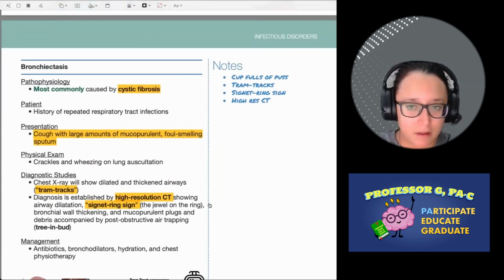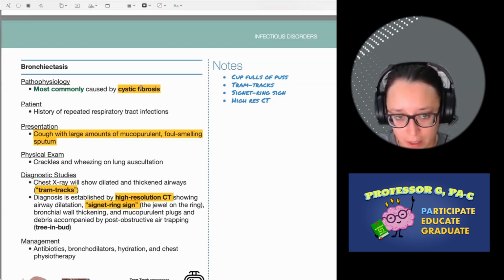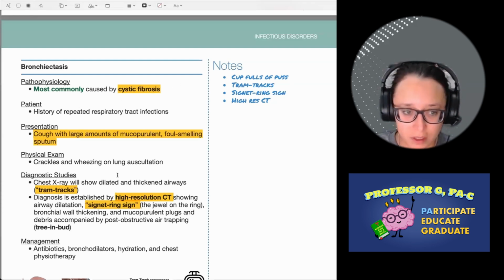All right. Now, bronchiectasis. It's not really infectious. I'm not sure why it's in the infectious disorders. Bronchiectasis is chronic dilation of the airways, usually due to increased sputum production. Cystic fibrosis is the number one cause of bronchiectasis. You can get it from having repeated respiratory tract infections, like associated with cystic fibrosis.